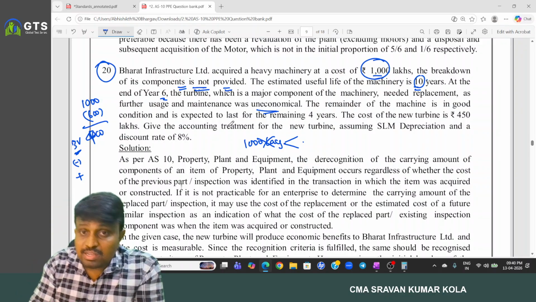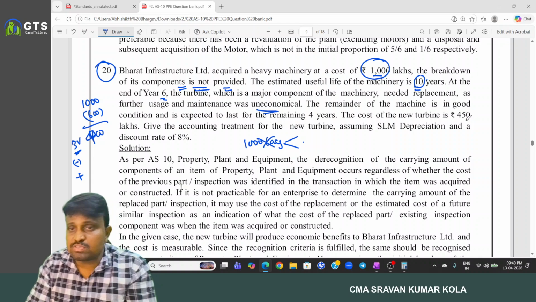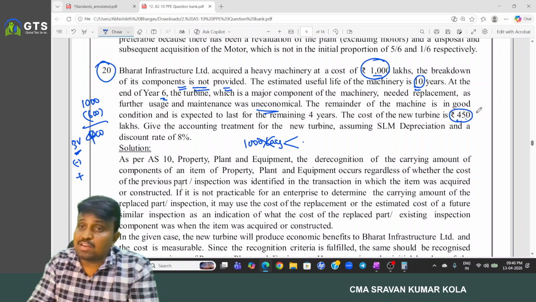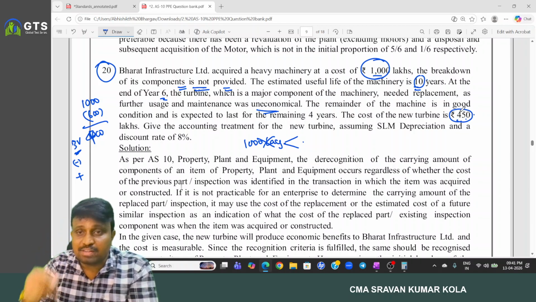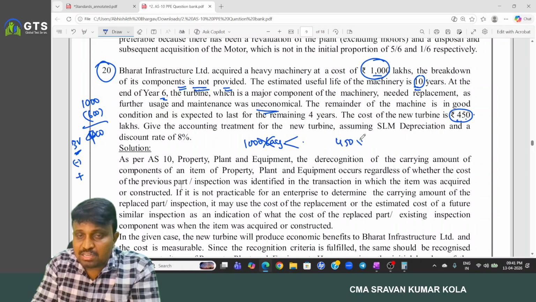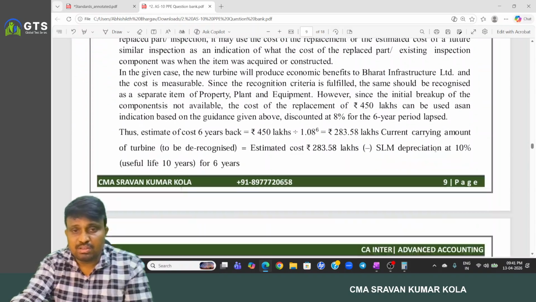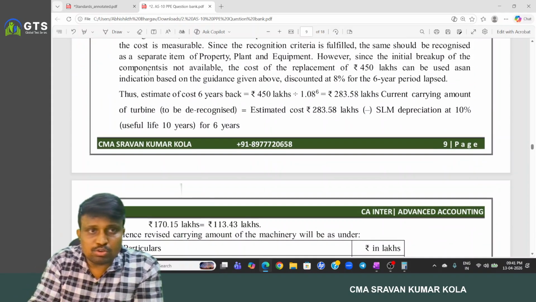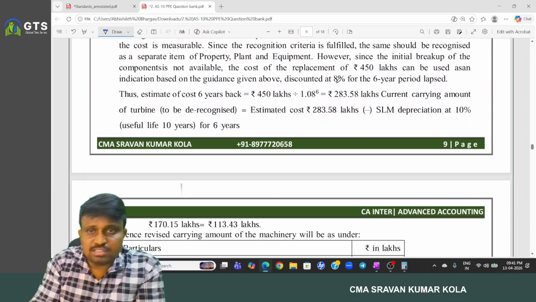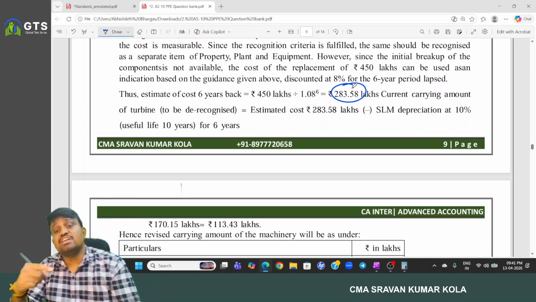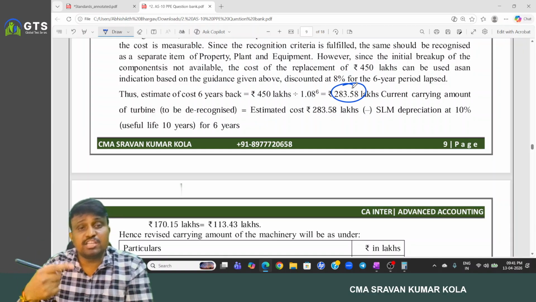In that case, what do we do? At the end of the sixth year, what is the cost we are spending? 450 lakh. Then calculate the price at the beginning of the 6 years back, which is nothing but 450 into 1 by 1 plus the discount rate. Here the discount rate is provided as 0.08, to the power 6. Then we get the cost price. This is treated as the cost price of the respective turbine at the initial days.